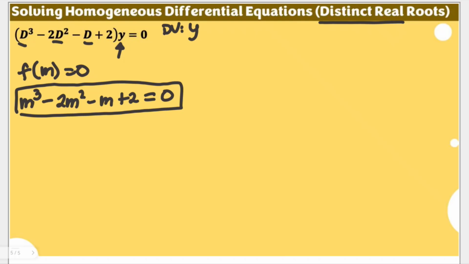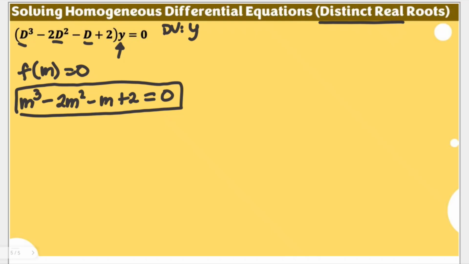Now, this is a cubic function, so the quadratic formula will not be used here because that's just for a quadratic function where the highest degree is 2. So what we can use here is the rational zero or the rational root theorem in factoring polynomial equations. This is only possible when our coefficients are all integers, and we know that the coefficients here are 1, -2, -1, and 2.